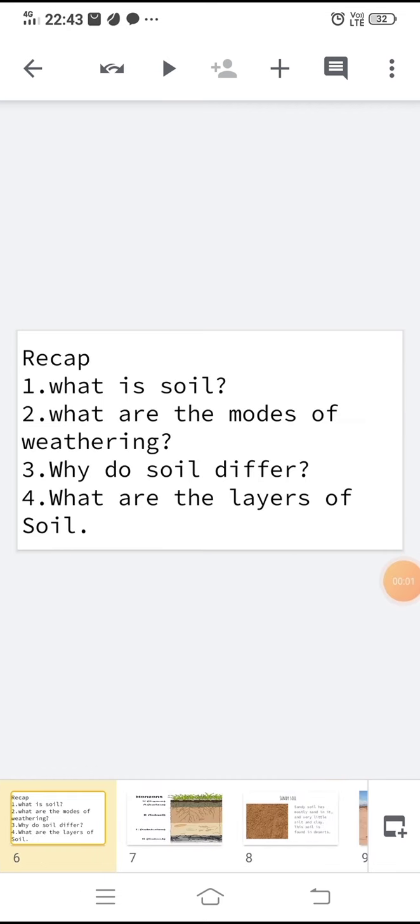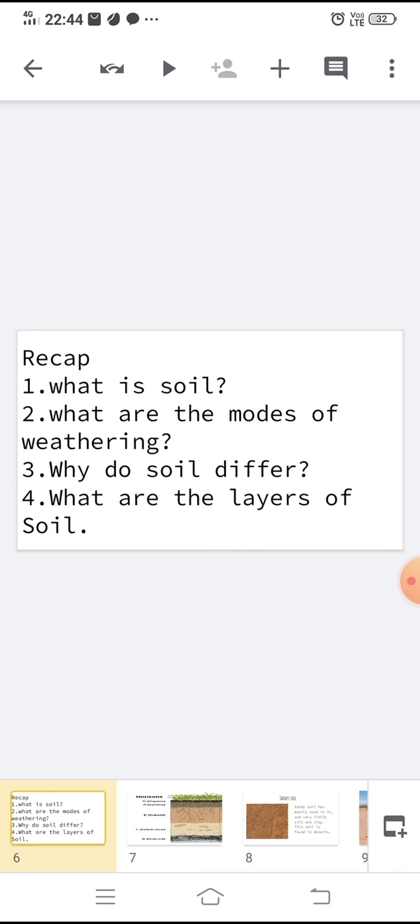First one, what is soil? Soil is the thin upper layer of material on the surface of the earth in which plants take root and grow. Second one, what are the modes of weathering? Physical weathering, biological weathering and also the chemical weathering. Why do soil differ? Soil differ because of the temperature, precipitation and also the minerals present in that soil. Fourth one, what are the layers of soil?